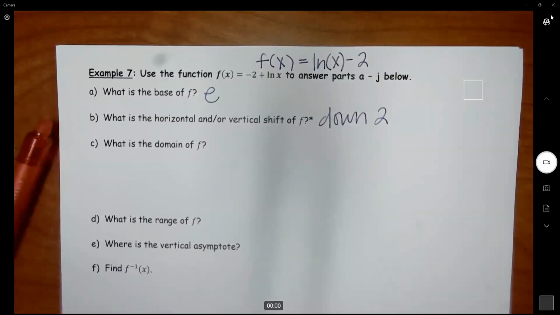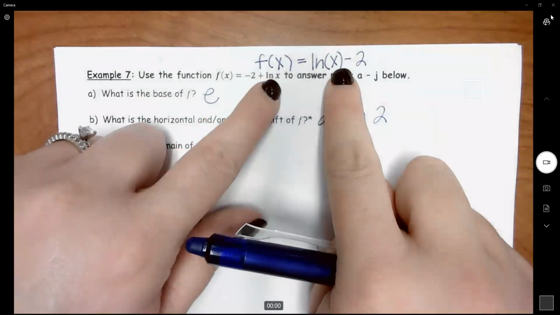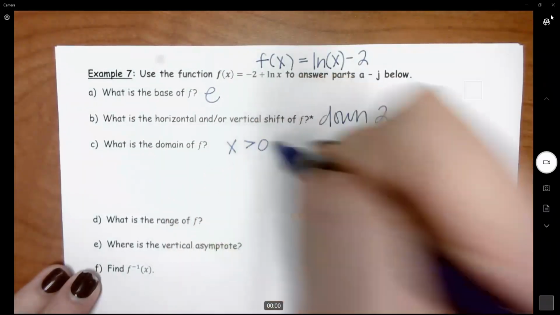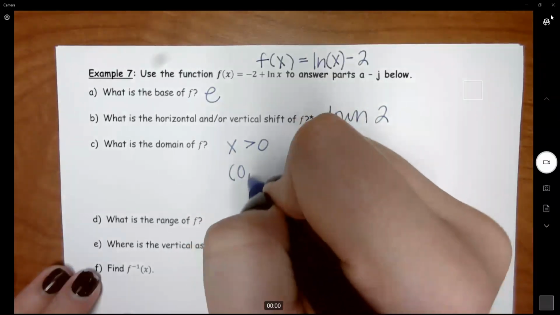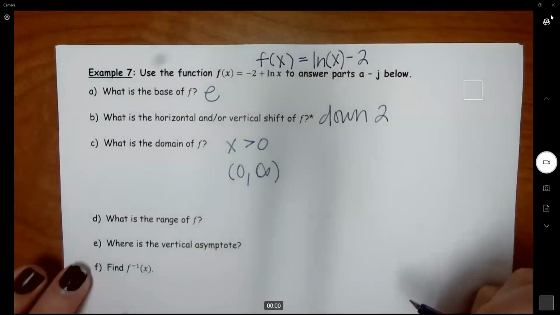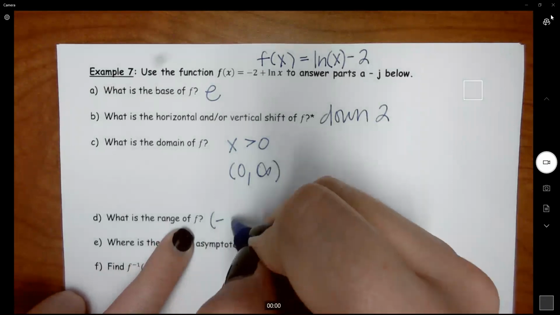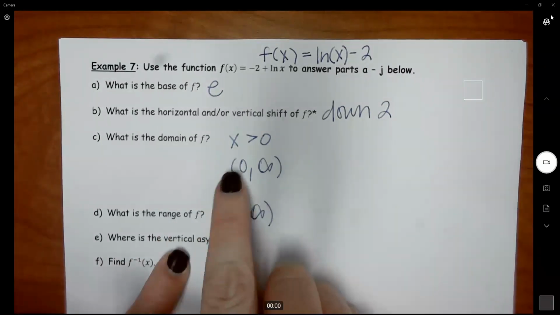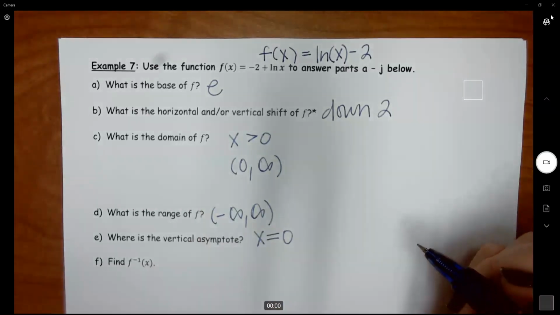So what's the domain? To find the domain, you take what you have in parentheses with that natural log, in this case just x, and you set it greater than 0. So there's no solving here. Your domain is 0 to infinity. The range of any log, natural, common, or any base, is all real numbers. The vertical asymptote is where your domain starts, so this is x equals 0.